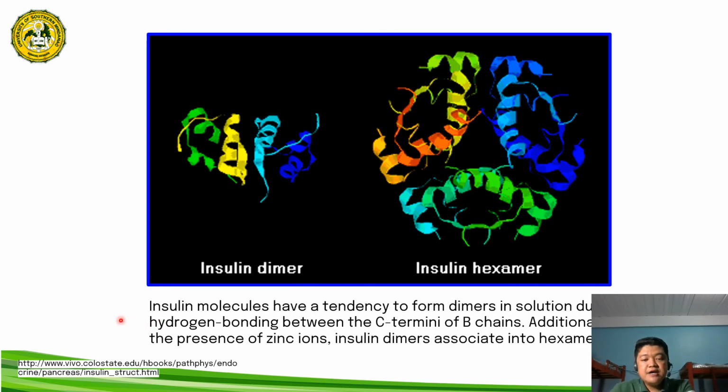So insulin molecules have a tendency to form dimers in solution due to hydrogen bonding between the C-termini of the B chain. Additionally, in the presence of zinc ions, insulin dimers associate into hexamers. So these are the different structures of insulin when they are subjected into a solution. So this is an insulin dimer, and this is an insulin hexamer. The difference between the two is that the insulin hexamer has the presence of zinc ions.